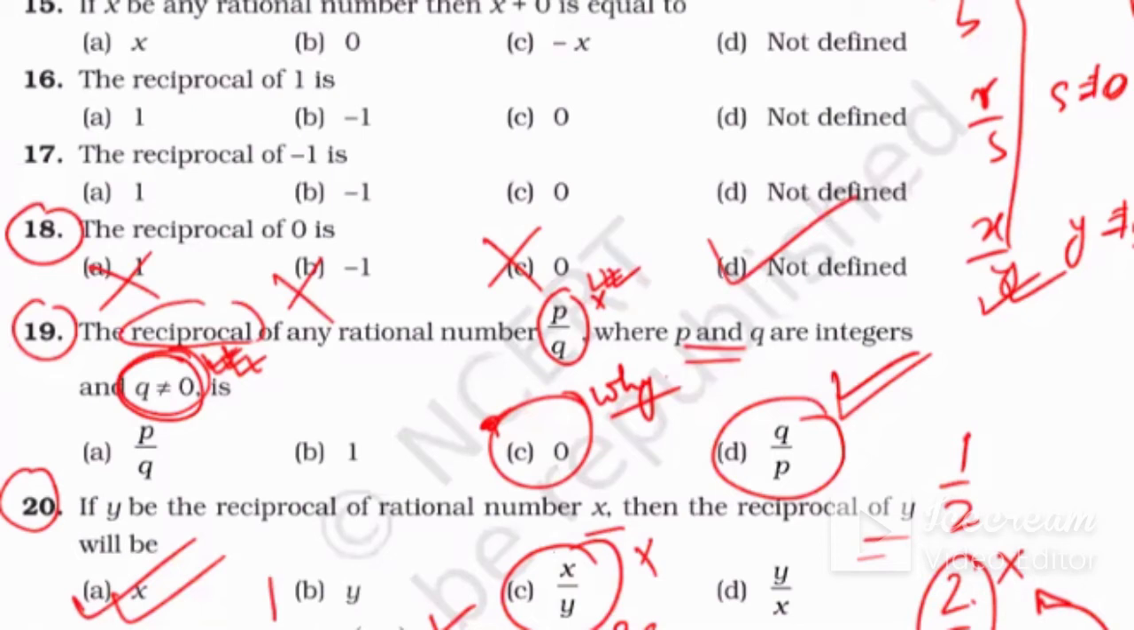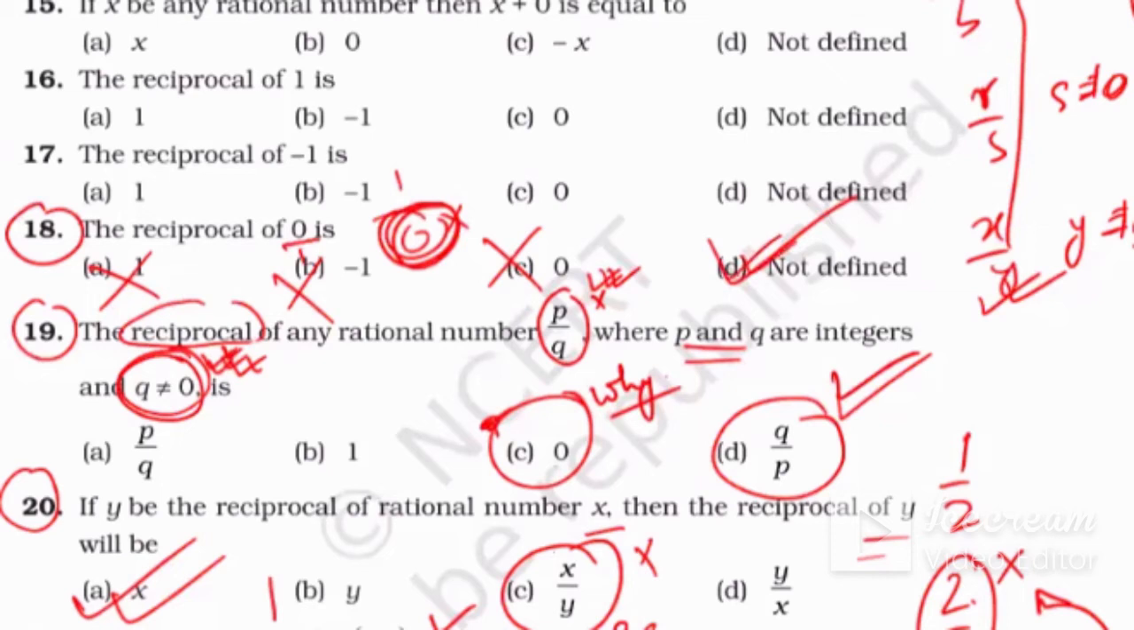How can it be one? Reciprocal of 0 means what? 0 by 1 is there. So 1 by 0, it is not defined. You cannot define 1 by 0. 0 cannot be in the denominator of any fraction, any rational number. Okay? That's why it is not defined.